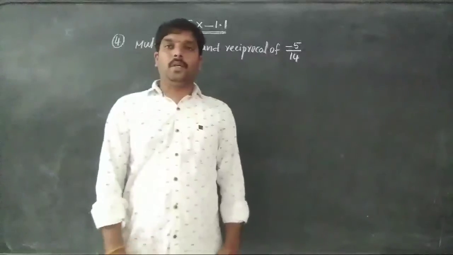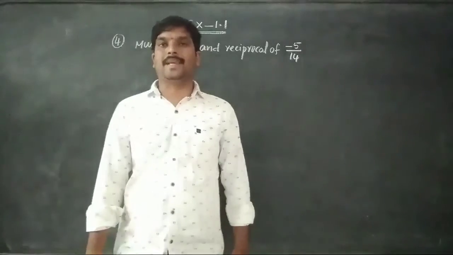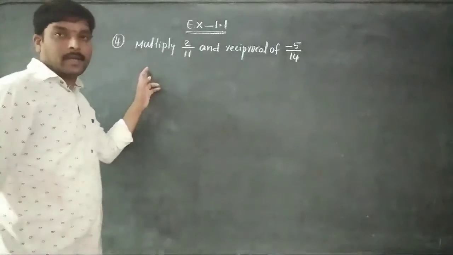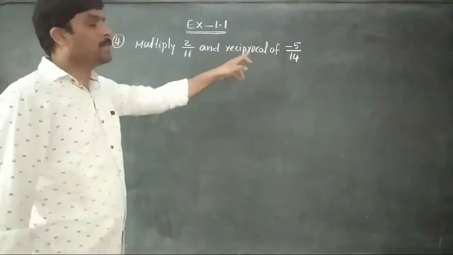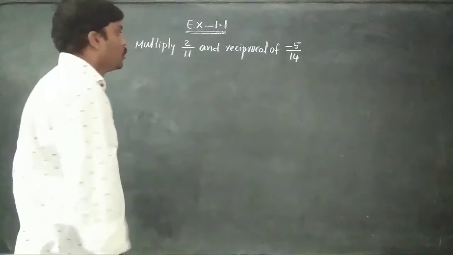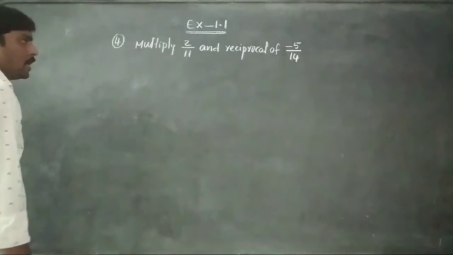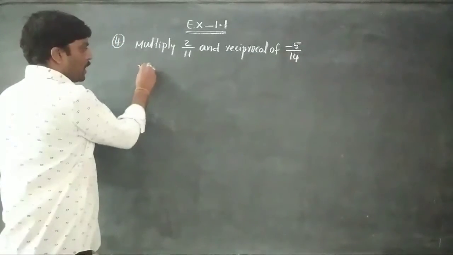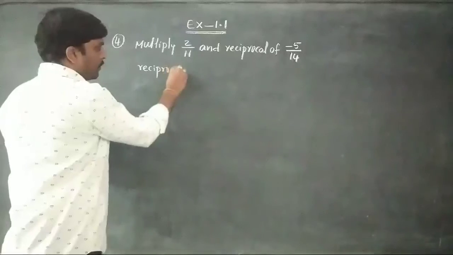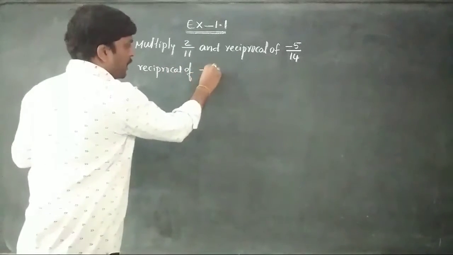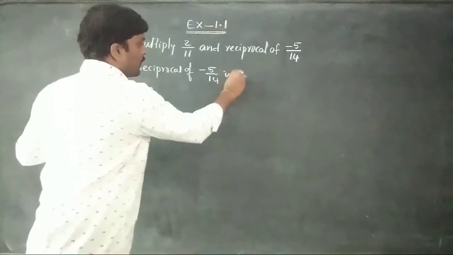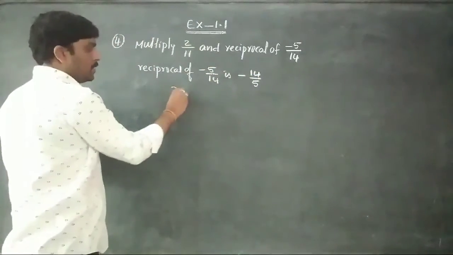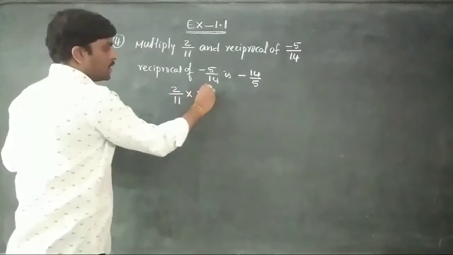Today we discuss 8th class rational numbers, exercise 1.1, fourth sum. Multiply 2 by 11 and the reciprocal of minus 5 by 14. First, the reciprocal of minus 5 by 14 is minus 14 by 5. These two we multiply, that is 2 by 11 into minus 14 by 5.